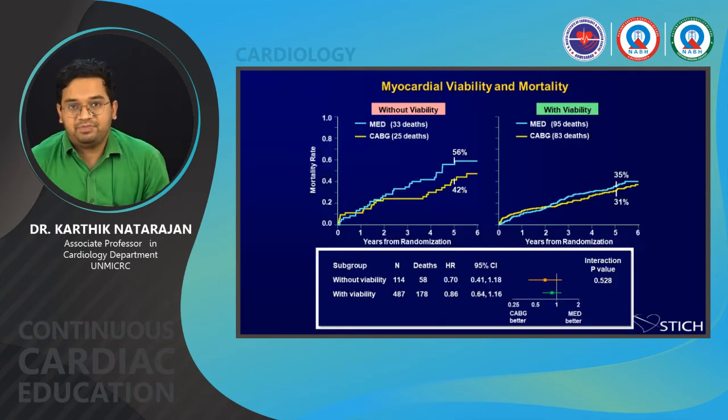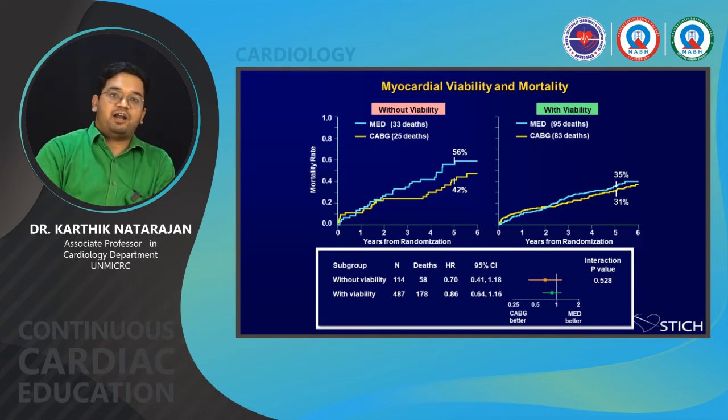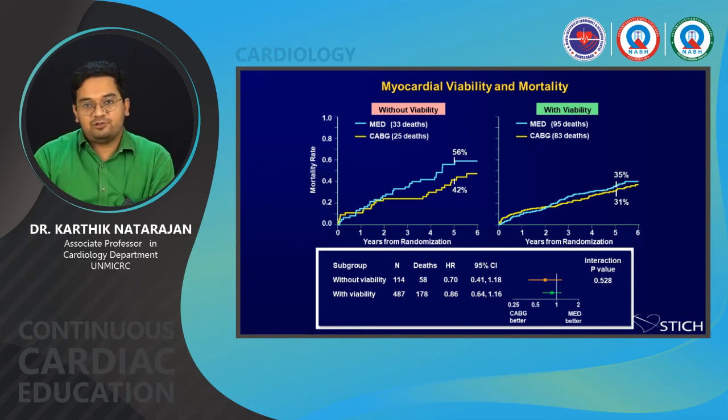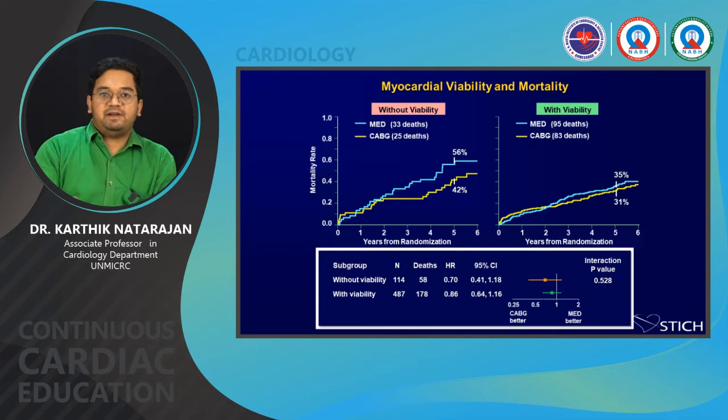So this was the result. You can see that if the myocardium is not viable and you put the patient on medical therapy, the mortality was 56%. But if the patient undergoes CABG, the mortality is 42%. Whereas if the patient is having viability and you put the patient on medical management, the mortality is 35%. And if the patient undergoes CABG, the mortality is 31%. So the STICH trial actually does not help us much. Irrespective of viability, CABG is showing a non-statistically significant improvement as compared to medical management.